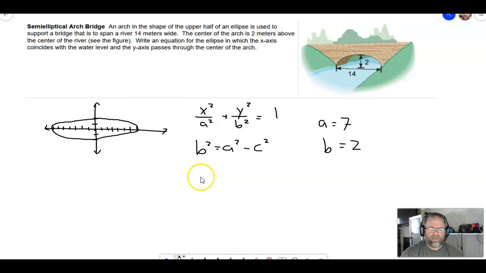But we have everything that we need, so the final formula should be x squared over a squared, which is 49, plus y squared over 2 squared, which is 4, is equal to 1. Now, the only thing is, if for some reason my math lab didn't take it this way, I might write 49 as 7 squared, and I might write 4 as 2 squared, but I think it should take it like this.